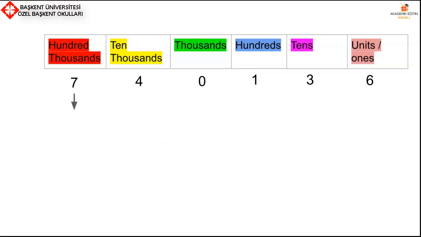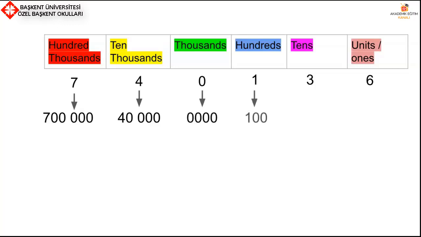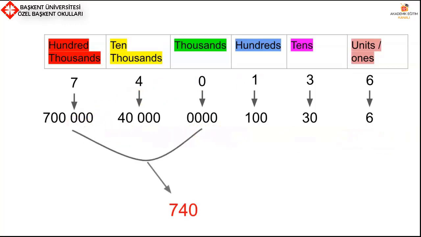So let's look at this number. The 7 is 700,000. 4 tens are 40, so 40,000. In this case, there's 0 in the thousands, so it's 0. 1 hundred, 3 tens are 30, and 6 units. So how would we look at saying that? Again, look at the thousands together: 740,000, 136.